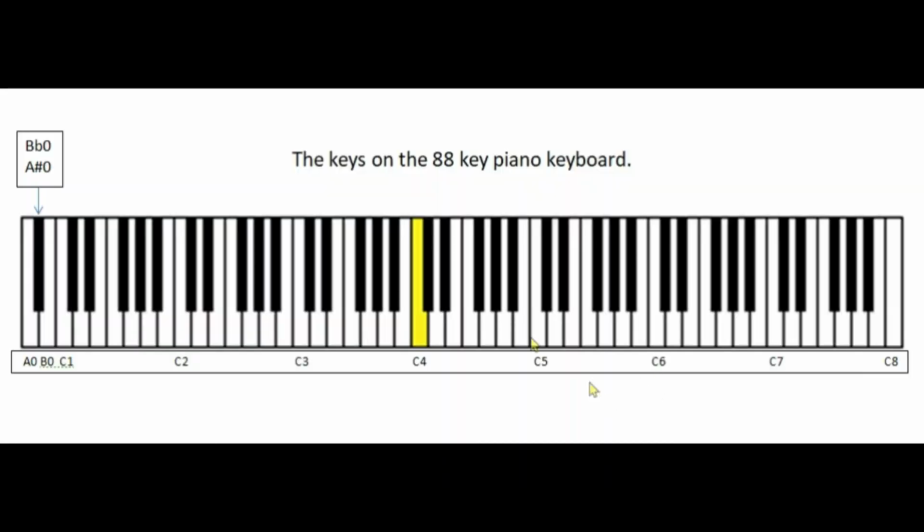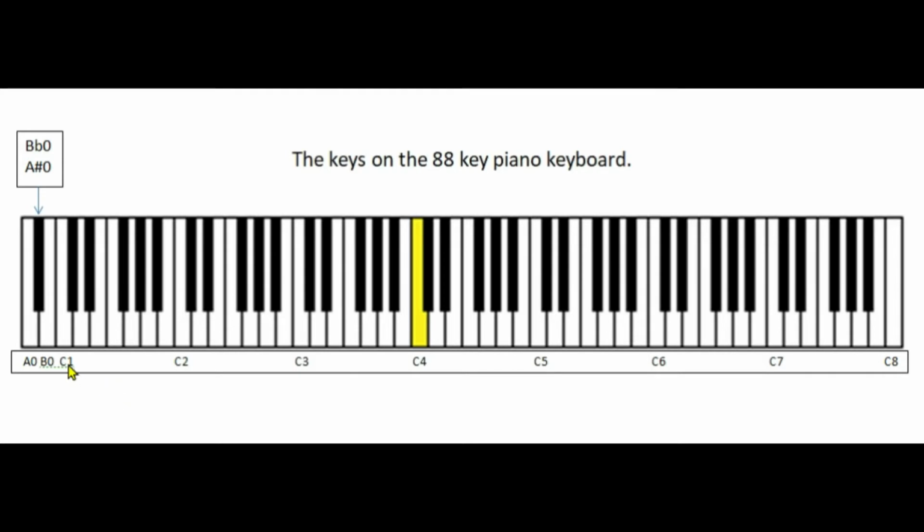This video is about the 88 key piano keyboard and where all the pitches are located on it. You can see here all of the C's are labeled from C1 all the way up to C8. C4 is highlighted, middle C on the piano keyboard is highlighted. So here's C1, C2, C3, all the way up to C8.